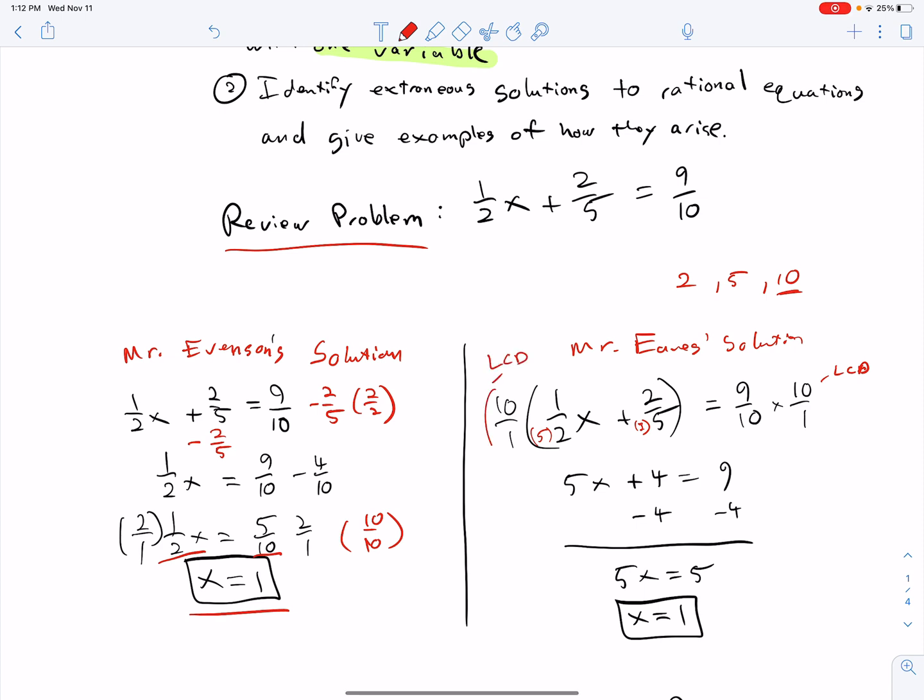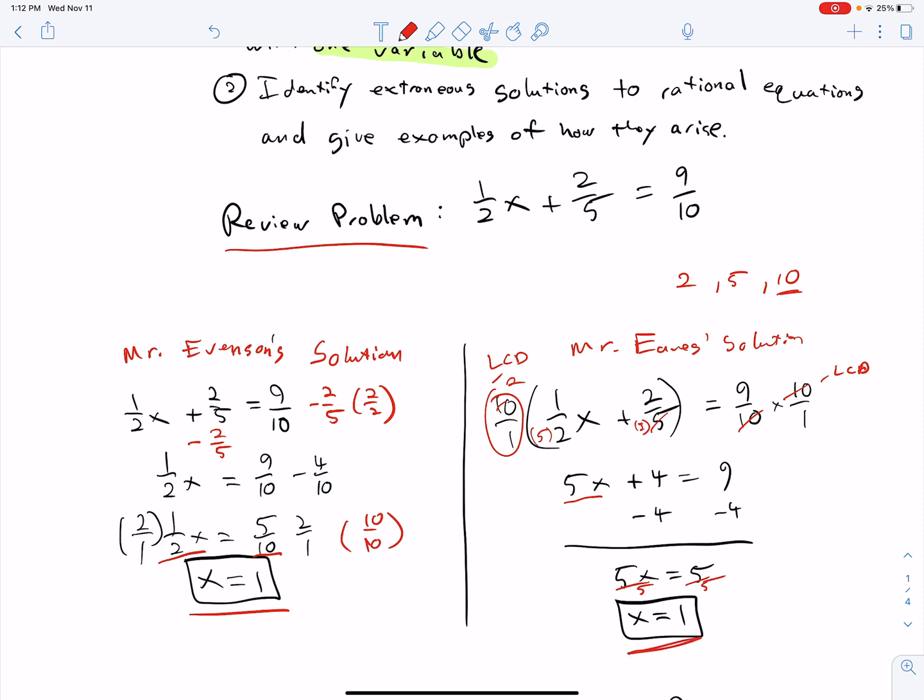As we factor this through, that's 10 times 1/2 x, so you end up with 5x, and 10 times 2/5, so the 10 turns this into a 2, which gives us 4. And over here, the 10s cancel out, which leaves us with 9. So now we have 5x plus 4 equals 9. We subtract 4 from each side, which gives us 5x equals 5. Divide both sides by 5, and again, x equals 1.